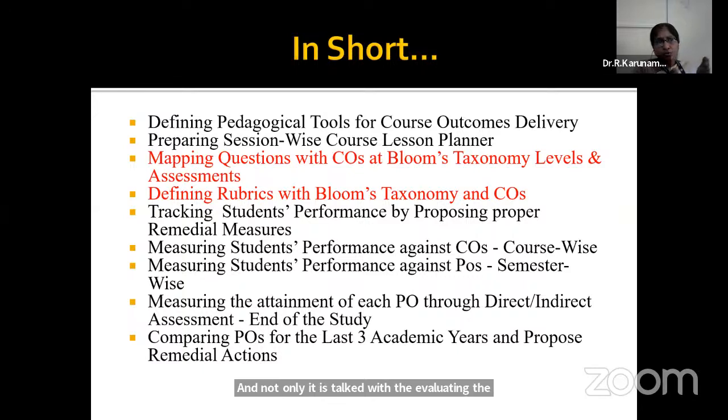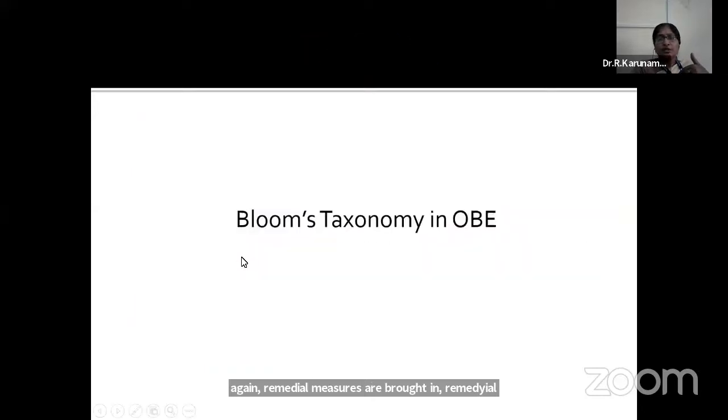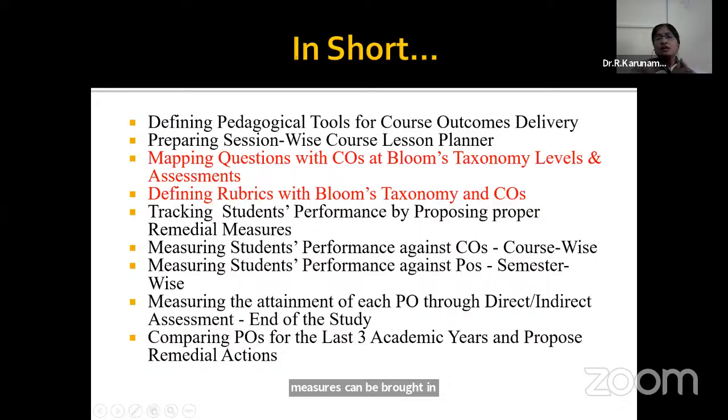The evaluation brings in both results: a set of students who achieved the required, expected level, and a set of students who are not able to reach the expected level of expertise in that particular field. When the students are not able to meet the requirement, again, remedial measures are brought in. Remedial measures can be brought in course-wise, and measuring students' performance against COs is done course-wise.